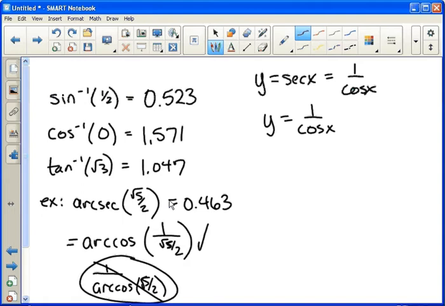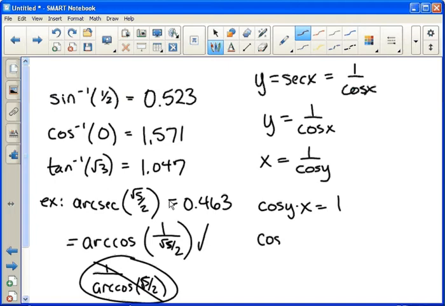So I just switched where the x and the y were located. Now to find the inverse function, I need to solve for y, get the y by itself. So I'm going to start by multiplying both sides by cosine y. That gets it out of the bottom. Divide both sides by x.